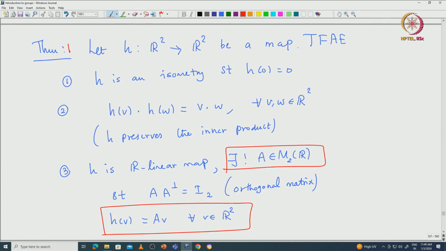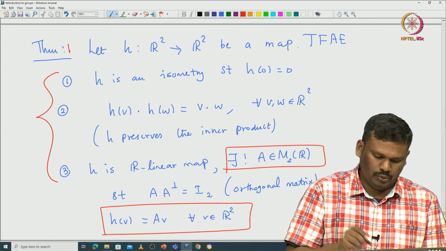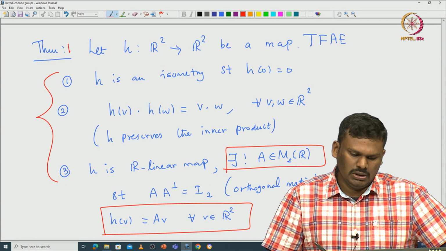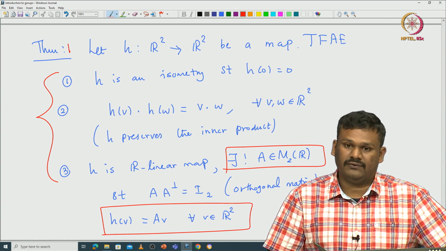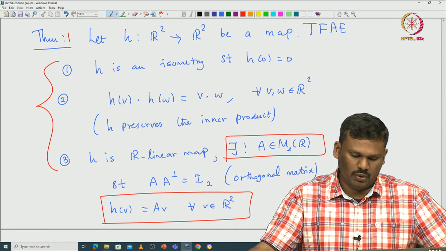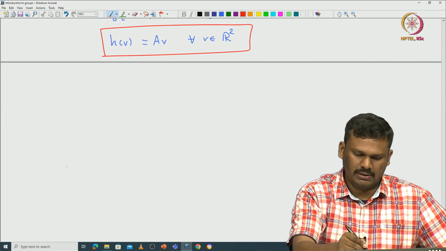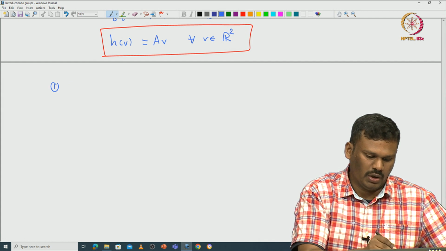Now, let us get back to this theorem. This is the core part of the proof: understanding all the isometries. If you start with an isometry that fixes origin, let us see why it preserves inner product. Let us spell out what it means that it fixes origin. So, 1 implies 2.